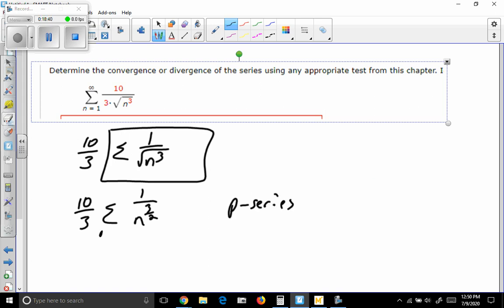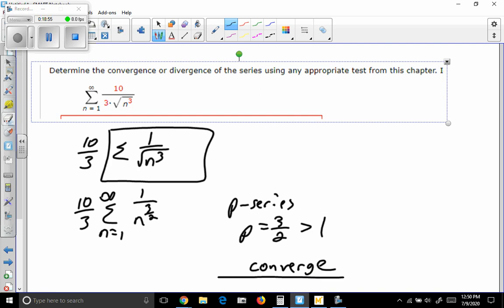Remember, n is 1 to infinity. Our p is 3/2. That's greater than 1. And remember, with a p-series, p greater than 1 is going to converge. It will converge.